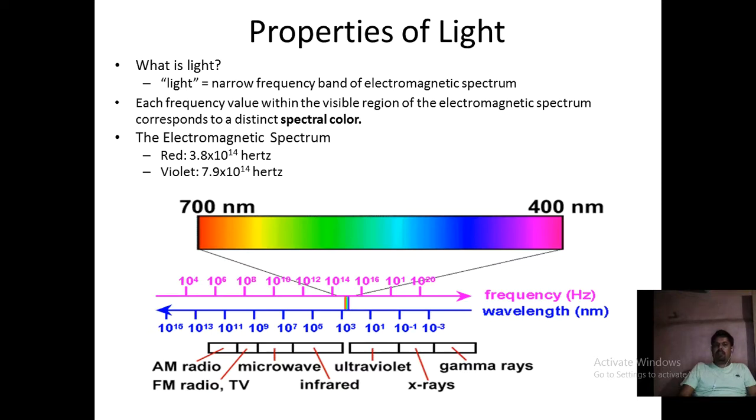Other spectra are not visible. Ultraviolet and infrared are wavelengths to which our eye is not sensitive. That's why, with the naked eye, we can see light only in the range of 3.8 into 10 to the power 14 hertz to 7.9 into 10 to the power 14 hertz.